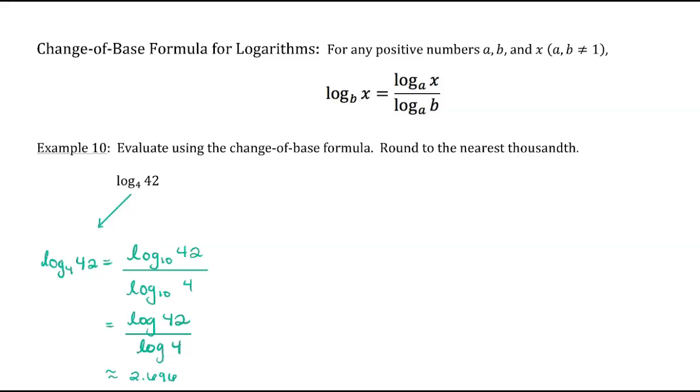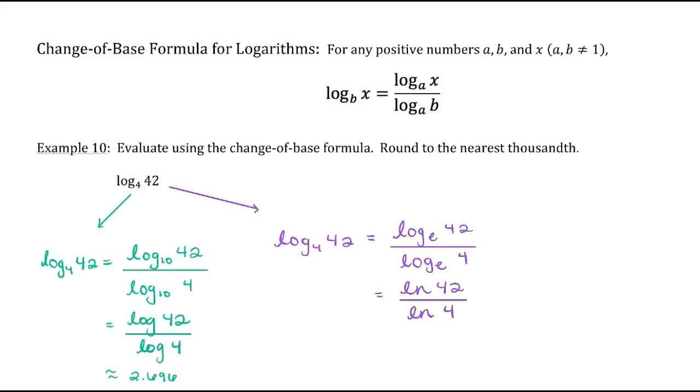Now let's evaluate this same logarithm using the natural log. Instead of changing to the common logarithm, log base 10, let's change to the natural logarithm. That's log base e. We can rewrite this as log base e of the original argument, 42, divided by log base e of the original base, 4. Since this is log base e, let's just rewrite this using our natural log notation. Again, this is something we can put right into our calculators, and we find that rounding to the nearest thousandth, we have 2.696. Of course, the same answer as before.